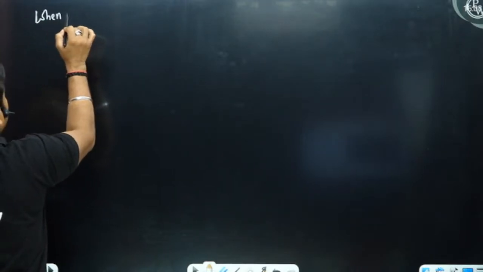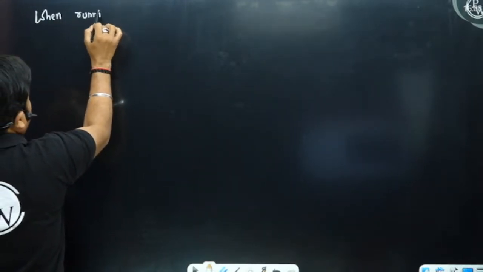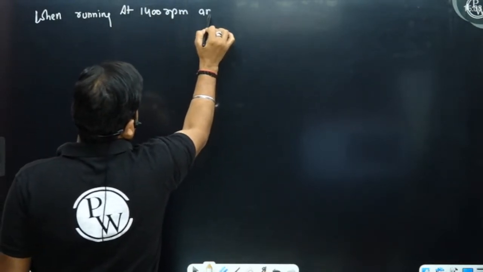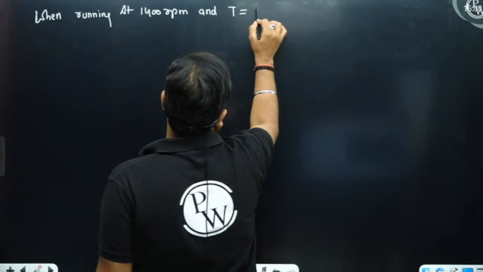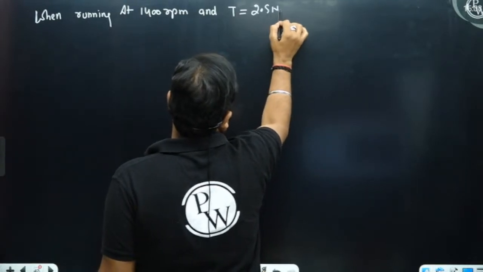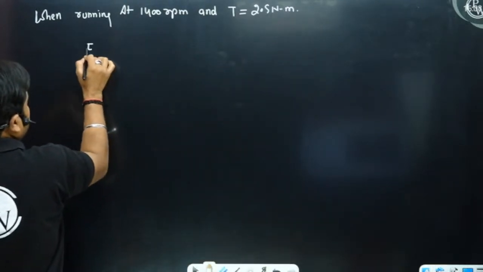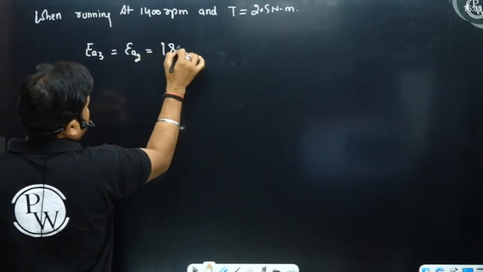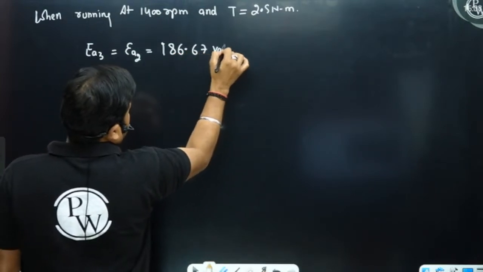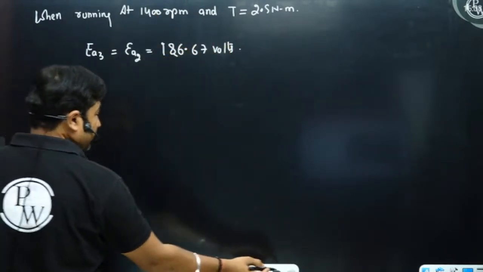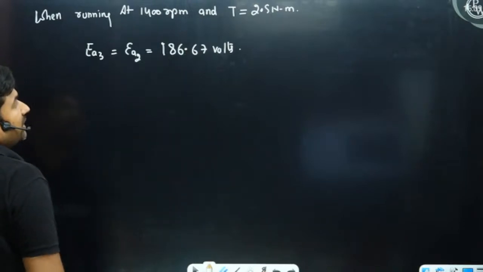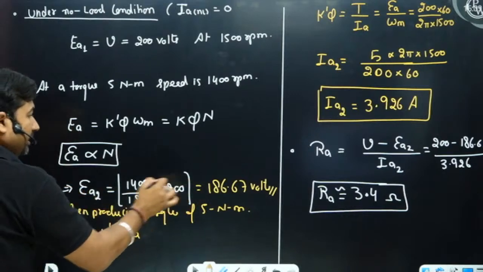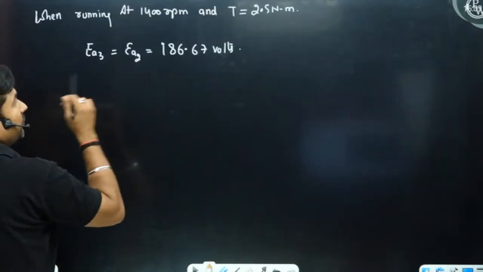When running at 1400 RPM and torque of 2.5 Newton meter. So EA3, third case, will remain EA2, that is equal to 186.67 volts, because it depends upon speed and flux. Flux is constant and speed is 1400 previously as well as now. So at 1400 RPM, this machine will have 186.67.